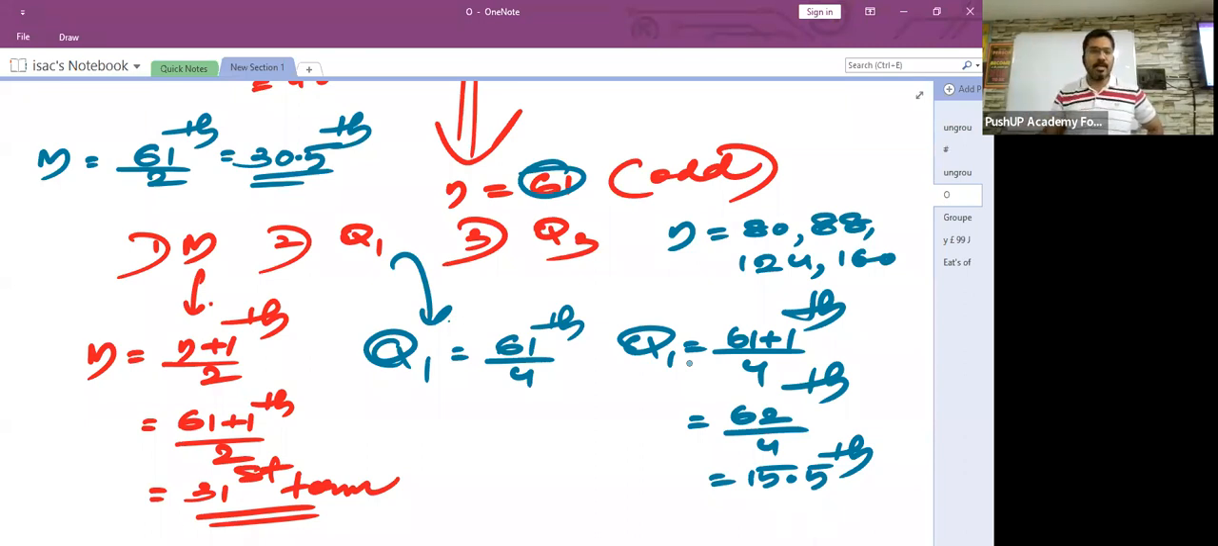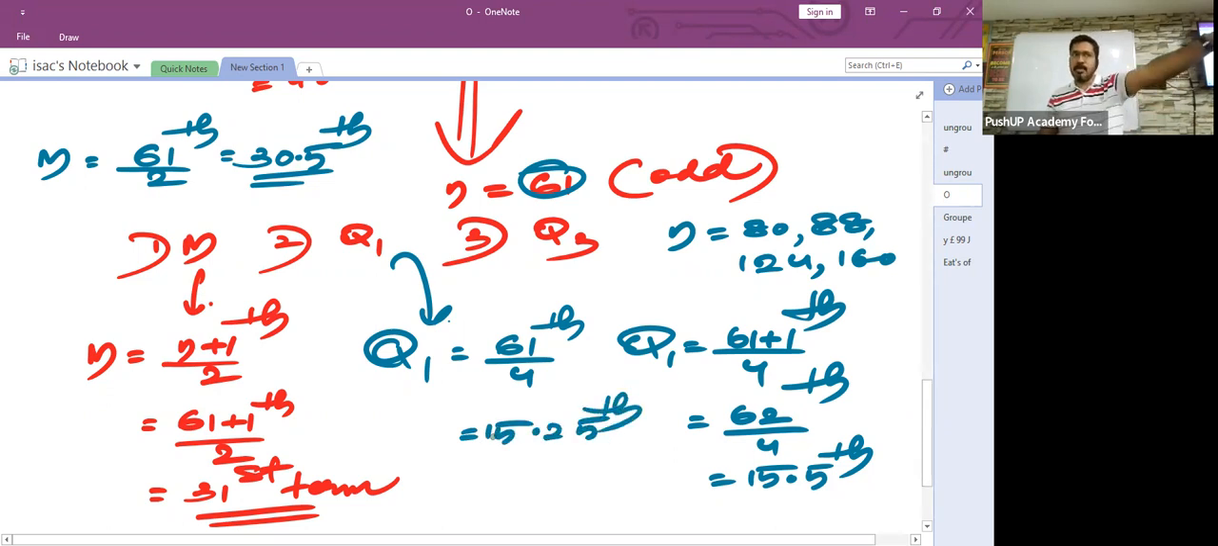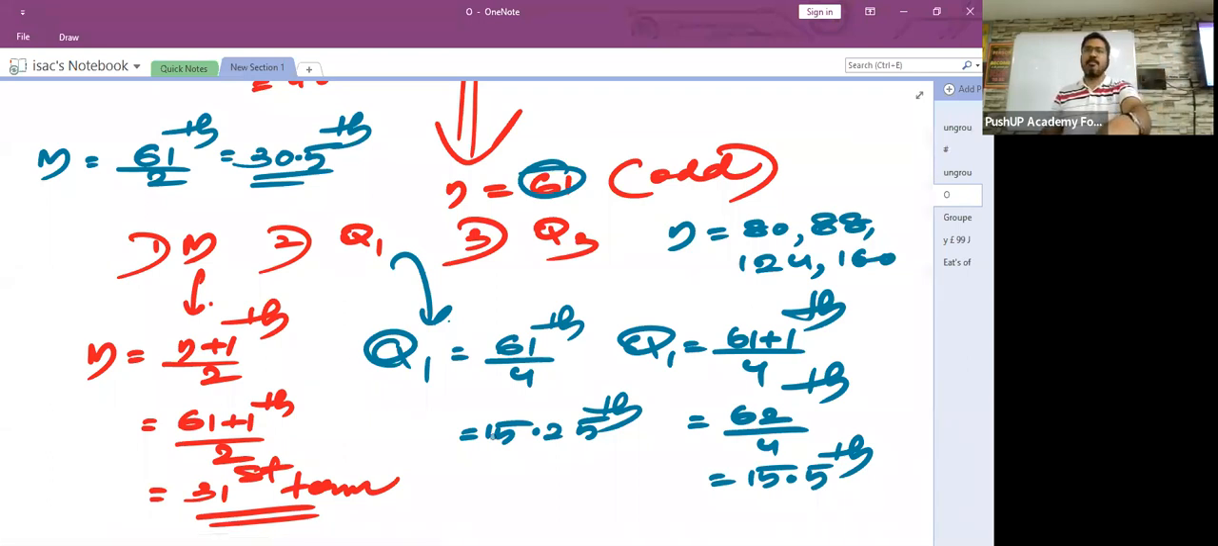Are you understanding the scenario, children? I gave you n is equal to 61. I'm asking you to find the lower quartile. How will you find it? Can you find it, children? You will definitely not do 61 by 4, which is equal to the 15.25th term. Will you go to the 15.25th child? No. Will you do n plus 1 by 4th term? 62 by 4, which is the 15.5th term. Can you go to the 15.5th child? No, children, you will not go. So there is altogether a different method to solve these kinds of sums.